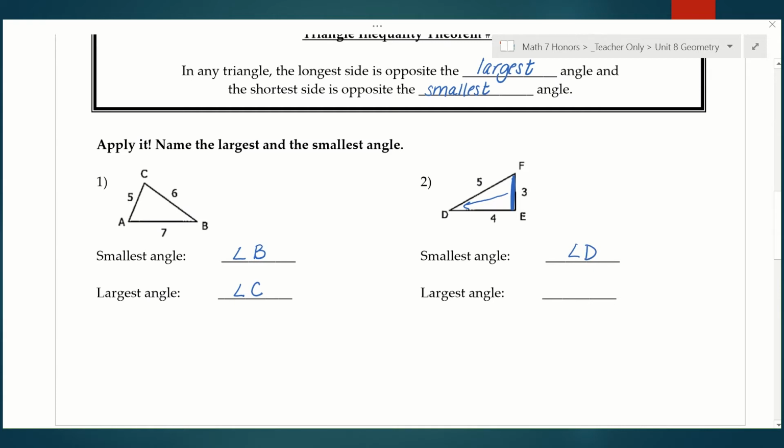For the largest angle, I'm going to look for the largest side, which in this case is DF, and the angle across from that is angle E.